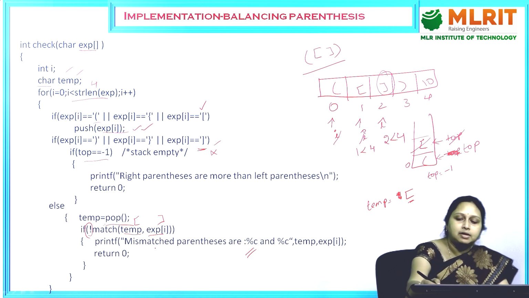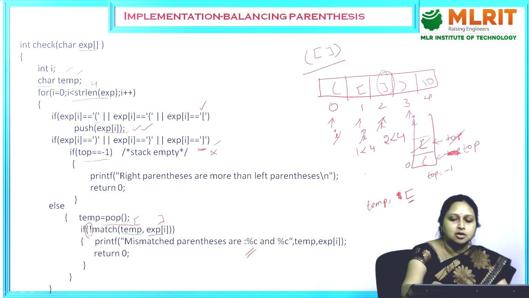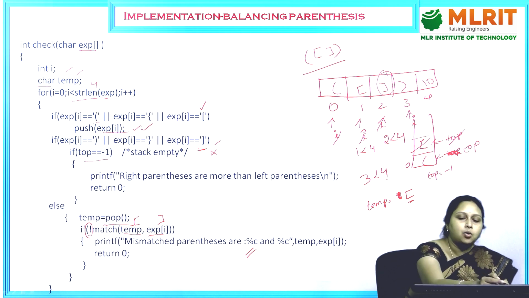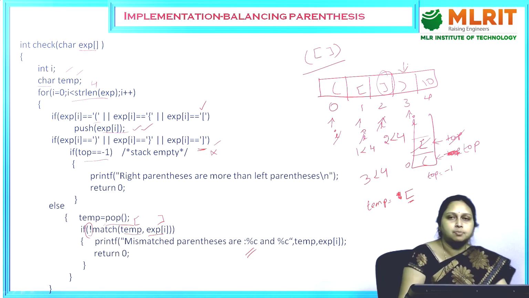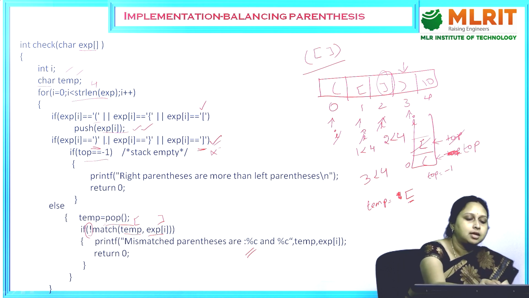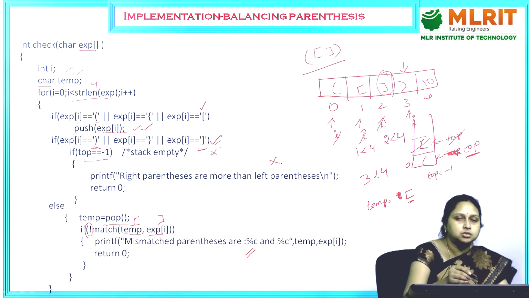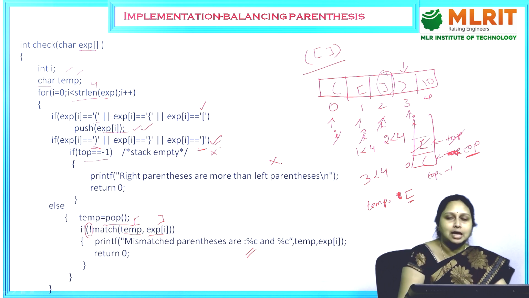Next, I will be incremented again. Now I is less than 4, that is 3 less than 4. Again the condition is true. Now it will be checking for this particular character. Yes, the expression is having the closed curved parenthesis. Again, top equal to -1? No, top is pointing to 0 here. That's why it will not enter into this block. Now it again goes for the else part.